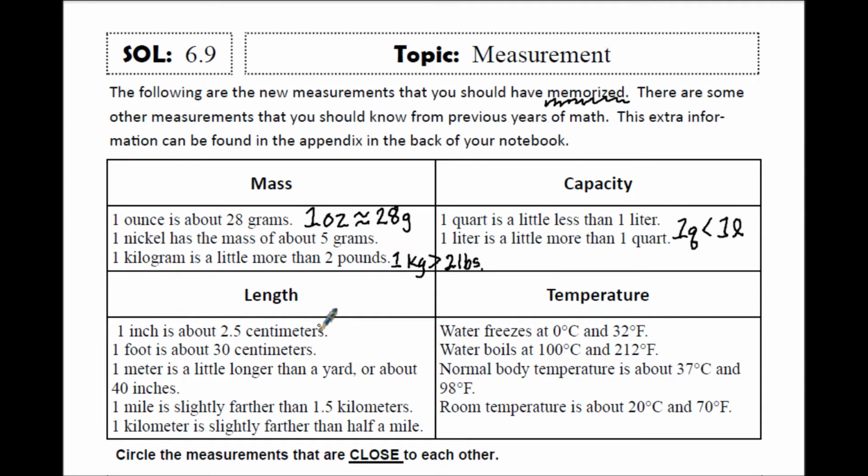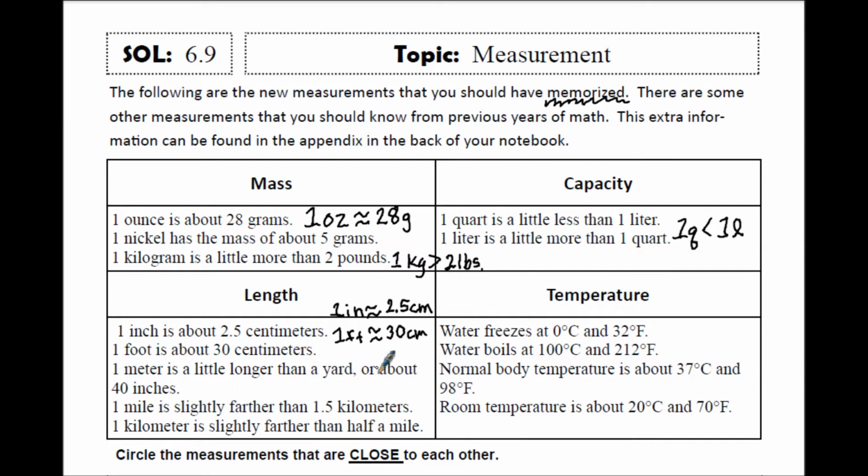1 inch is about 2.5 centimeters. So we're going to write that up here. The abbreviation for inch is IN, and the abbreviation for centimeters is CM. So we see that 1 inch is about 2.5 centimeters. Not exactly, but about. And 1 foot is about 30 centimeters. And you should also know that there are 12 inches in 1 foot.